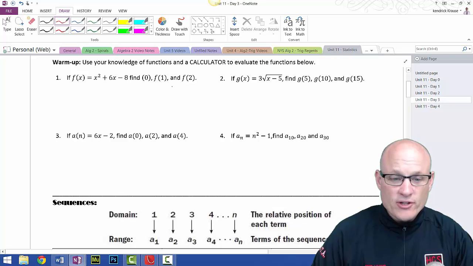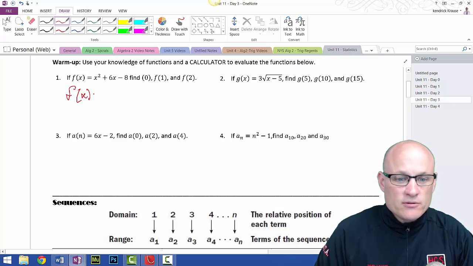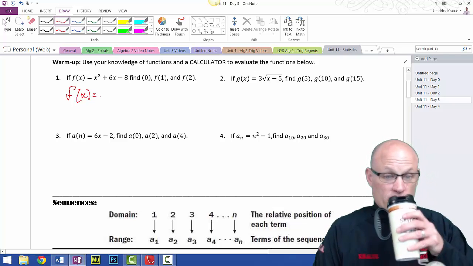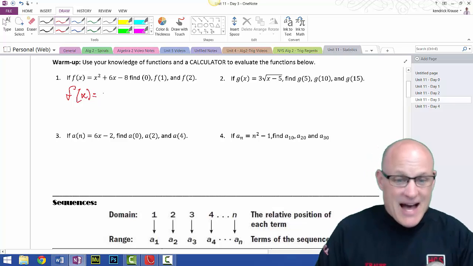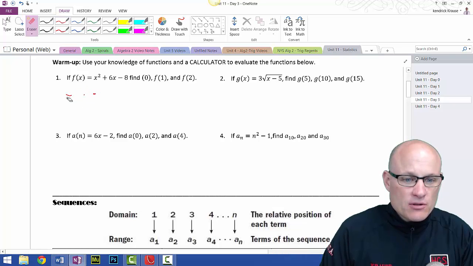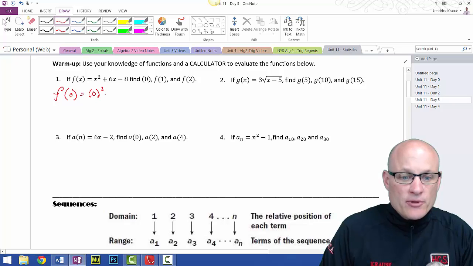Function notation. This is just a little warm-up. Little bitty warm-up. Function notation. You guys know how to do this, right? F of x equals... So all we're going to do is plug in 0. So f of 0. We're going to plug in 0 squared plus 6 times 0 minus 8, negative 8.